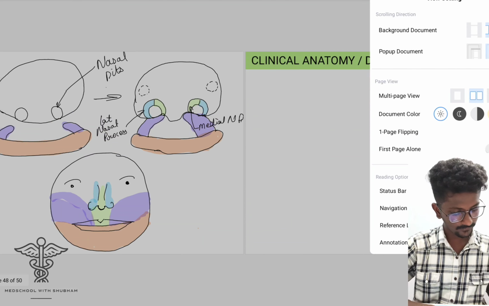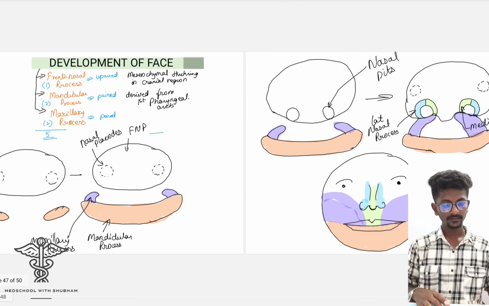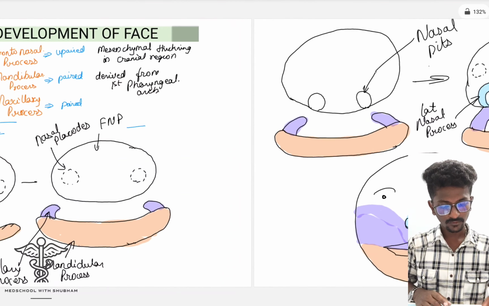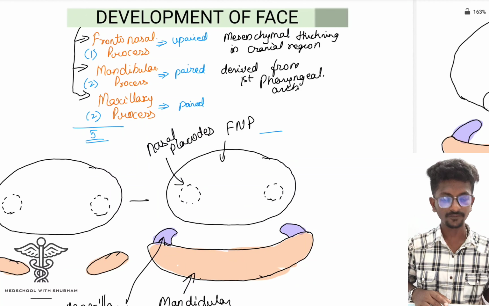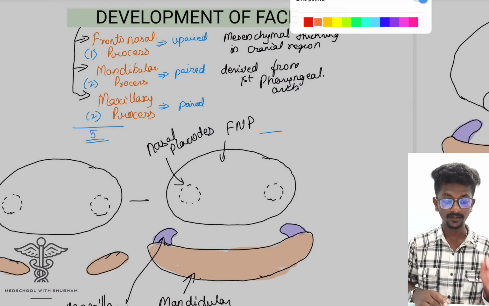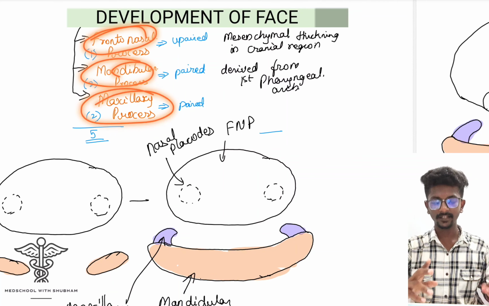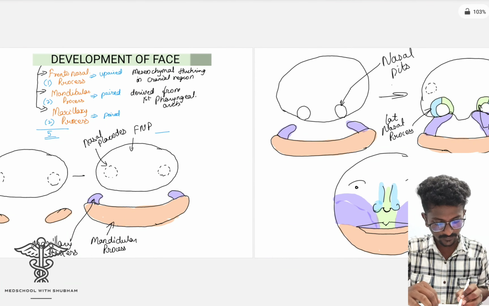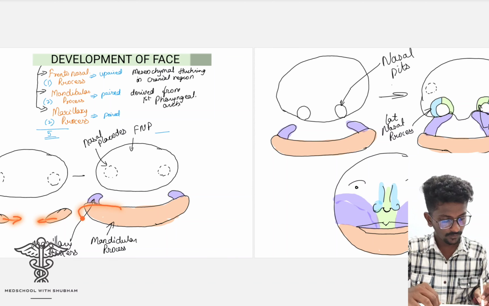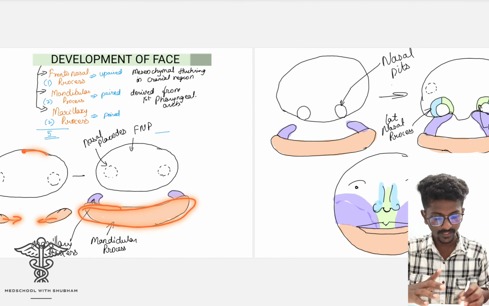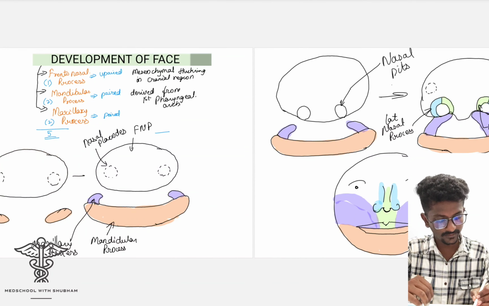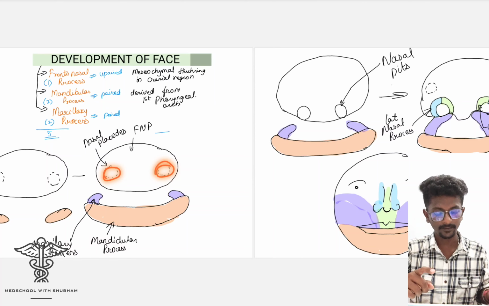So let's revise everything once again. For the development of the face, we require 5 components: the frontonasal process, 2 mandibular processes, and 2 maxillary processes. Both the mandibular processes will come together and form a big mandibular process. Here we have the frontonasal process. Inside the frontonasal process, we have the nasal placodes.